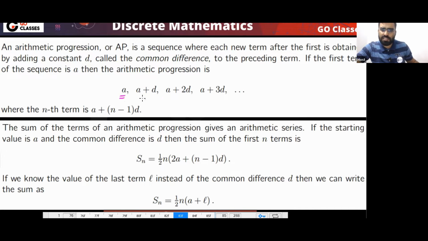For example, this is the first term. Now this is A plus D. Now this D is the common difference. So the next term will be A plus 2D. The next term will be A plus 3D, like this. So you can find the nth term. The nth term will be A plus (n minus 1)D. And the summation of this series will be 1 by 2 n times (first term plus last term). So this will be the summation of AP.